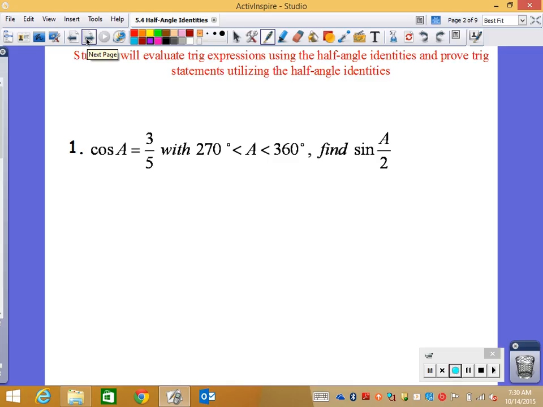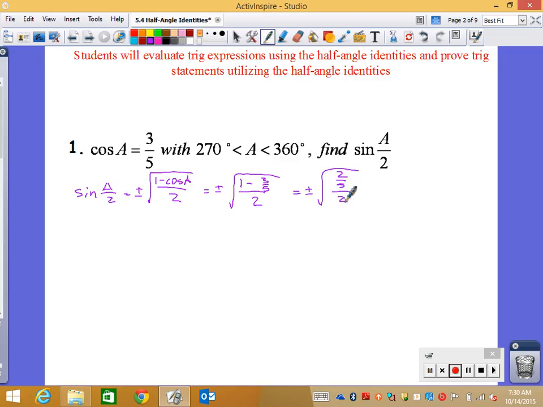Cosine of A equals 3/5 in quadrant 4. I want to find the sine of A over 2. Well, let's write out my half angle sine. Sine of A over 2 is plus or minus the square root of 1 minus cosine A divided by 2. I know cosine A, so let's plug it in. Plus or minus the square root of 1 minus 3/5, all divided by 2. So I get 5/5 minus 3/5, which is 2/5, over 2 here.